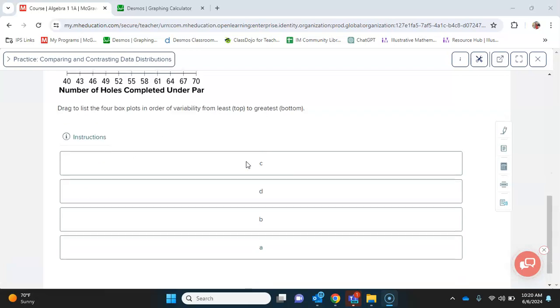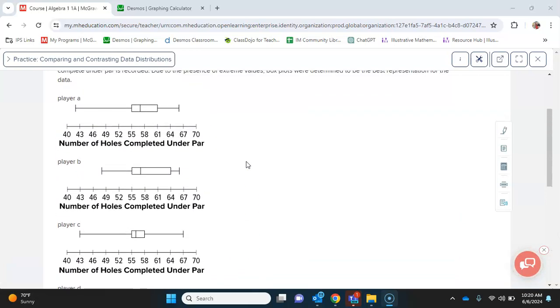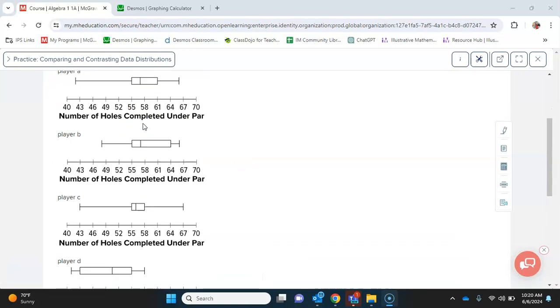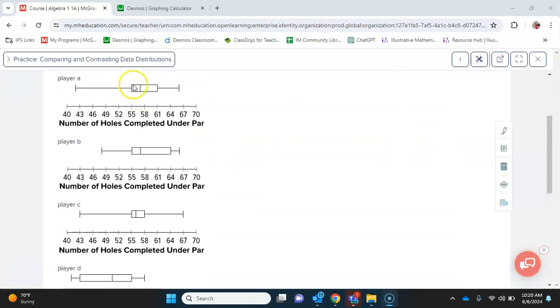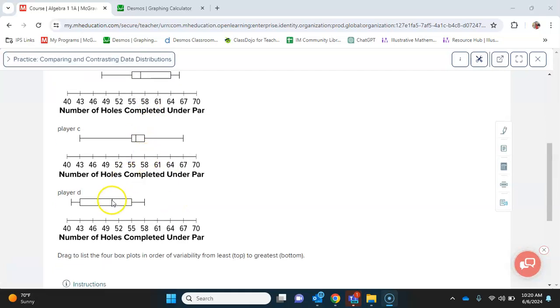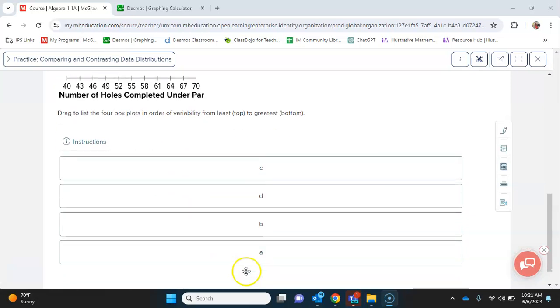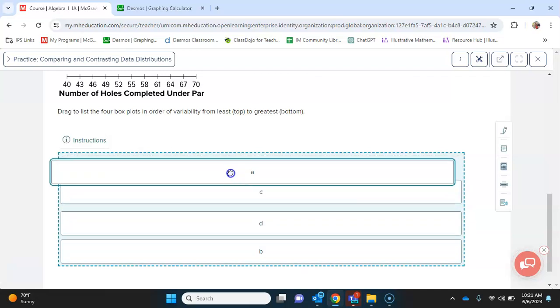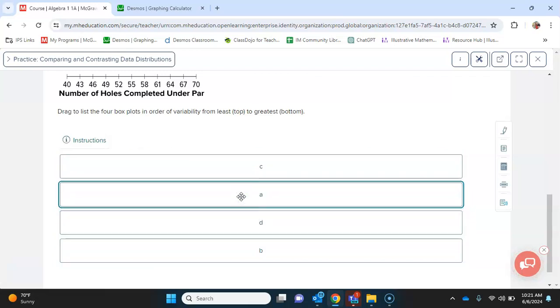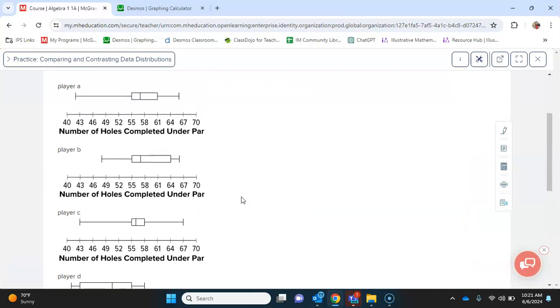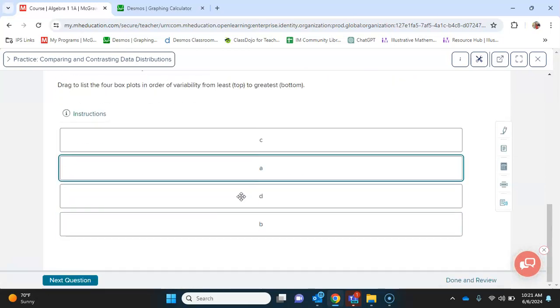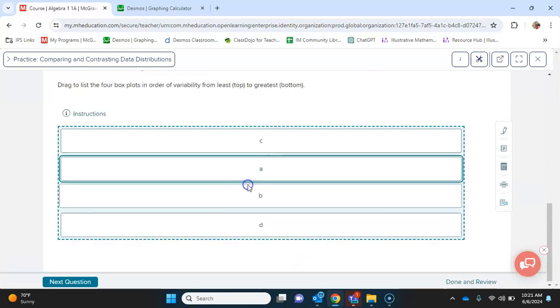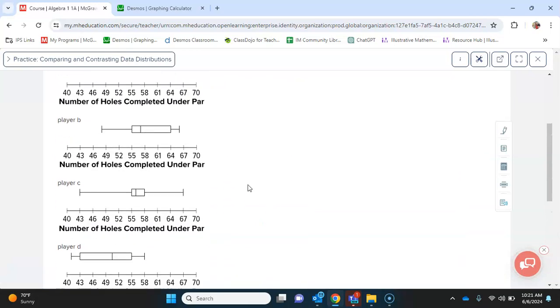So now let's find out the second smallest box. I say it is player A. Compared to B and D, it's the second smallest. And I say B is the third smallest, because look at B compared to D.